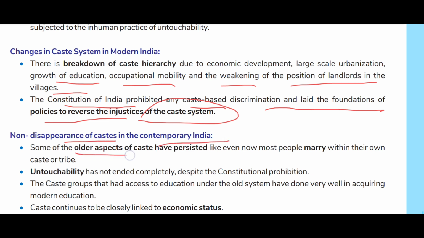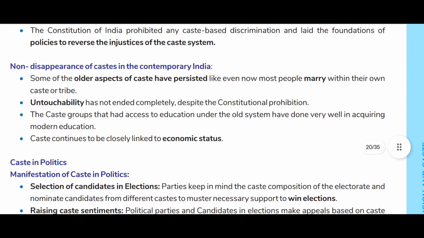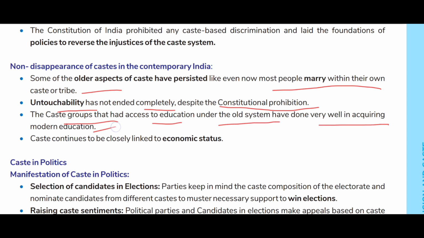Non-disappearance of caste in contemporary India. Some of the older aspects of caste have persisted. Even now, most people marry within their own caste or tribe. Untouchability has not ended completely despite the constitutional prohibition. The caste groups that had access to education under the old system have done very well in acquiring modern education. Caste continues to be closely linked to economic status.